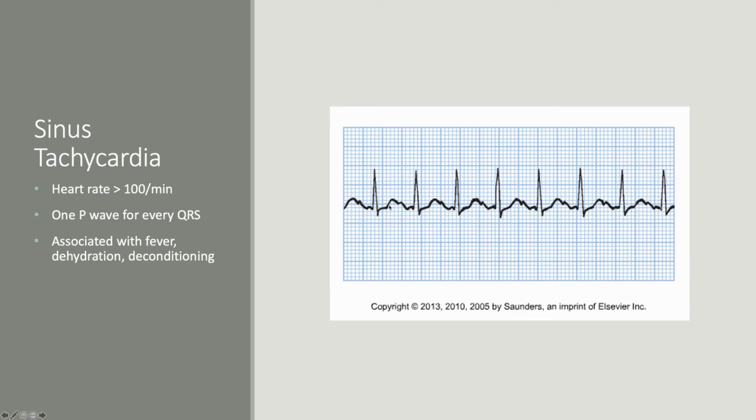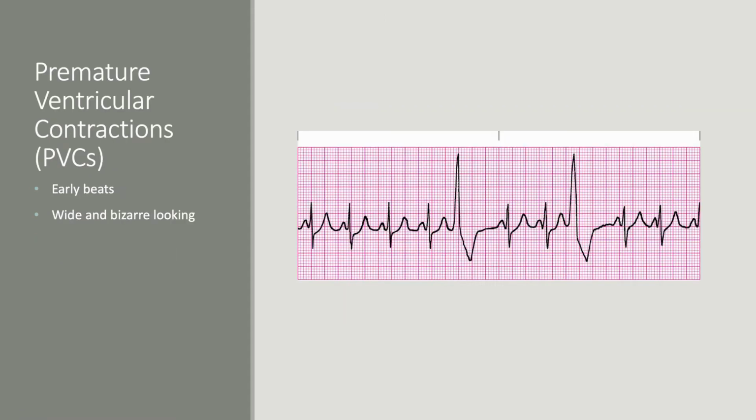There's a P wave. Actually, the P wave is here. P wave is here. P wave is here. P wave is here. And a P wave for every QRS. Okay? When the heart rate's more than 100, and in this case, it's almost 150, right? And there's one P wave for every QRS, that's sinus tachycardia. We see this with nervousness, anxiety, fever, dehydration, deconditioning, all sorts of things.